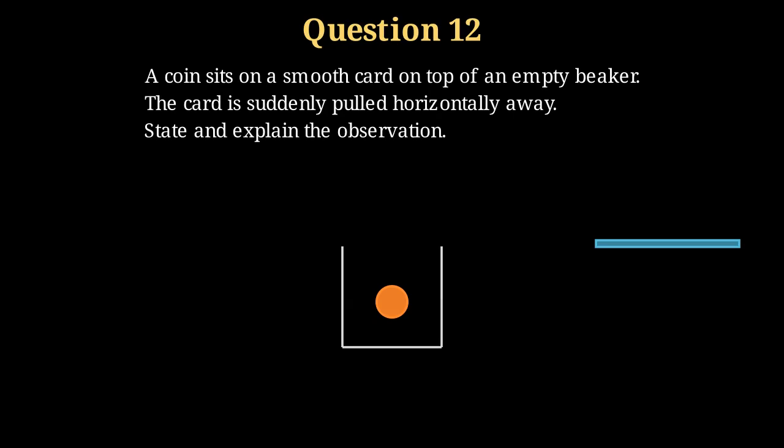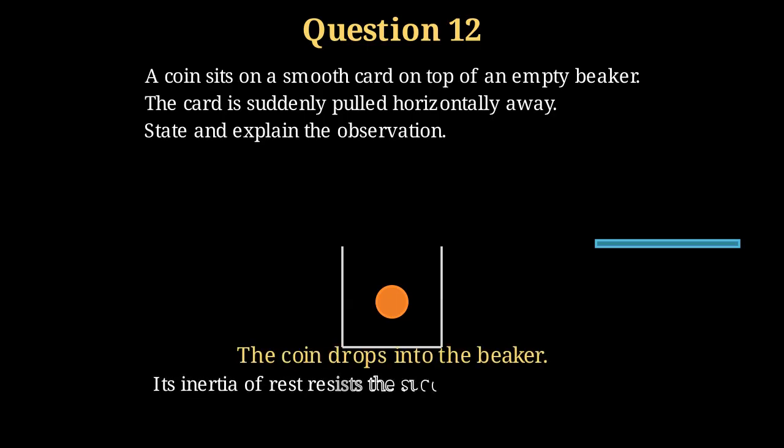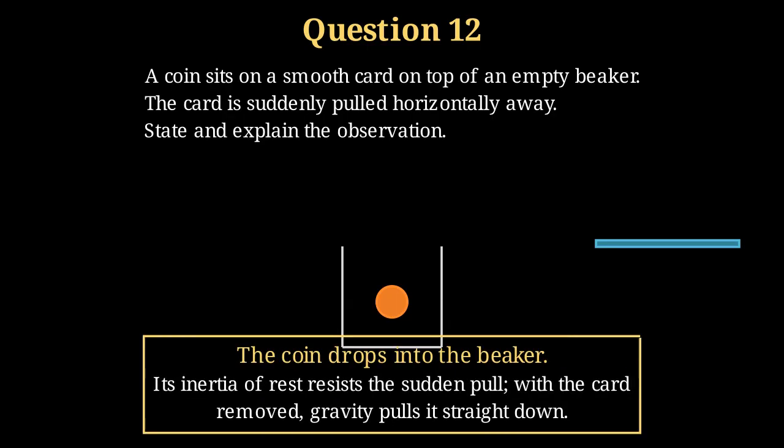With the card gone, the only force on the coin is its weight, so it drops straight down into the beaker. So the observation is that the coin falls into the beaker. Its inertia keeps it in place as the card is pulled, then gravity pulls it down. Well done.